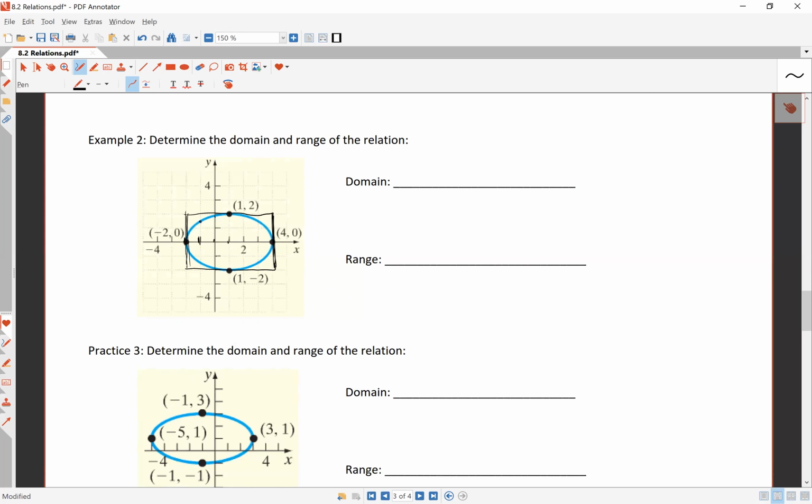And the domain is always the set of x values. So they start over here at -2, and they go over here to 4. So in this case, we don't list them. We write them in either interval notation or with an inequality. Interval notation would go from -2 to 4. Or we could say that x is greater than or equal to -2 and less than or equal to 4.